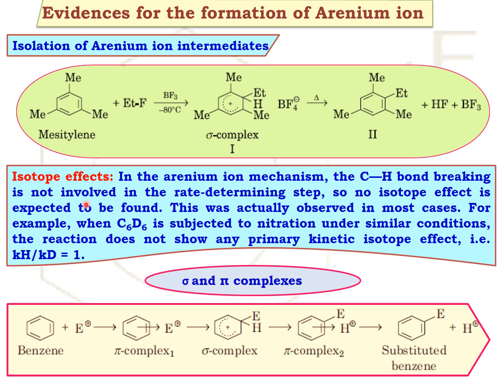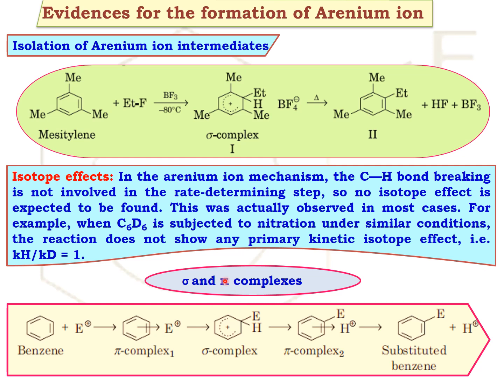Number two is isotope effect. In general, in this mechanism, the rate determining step doesn't involve the C-H bond breaking. So possibly there may be no isotope effect. For example, when deuterated benzene is subjected to nitration under similar conditions, it doesn't show any primary kinetic isotope effect. That is, kH by kD is equal to 1.